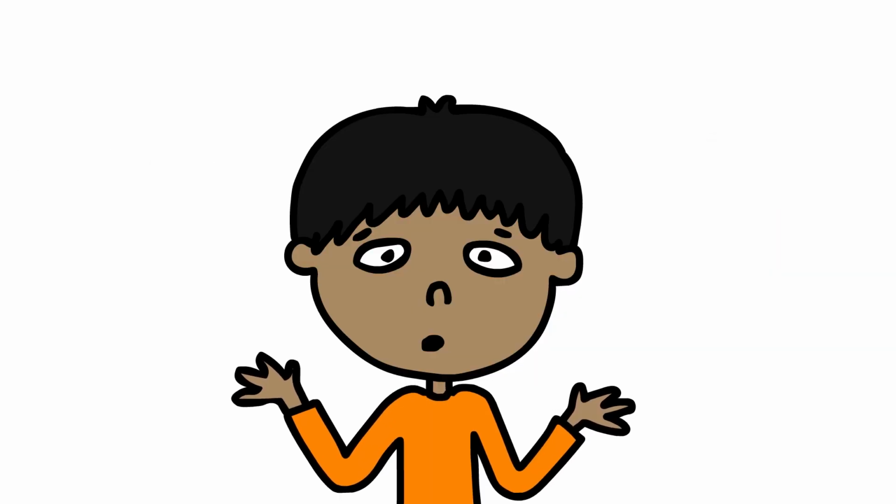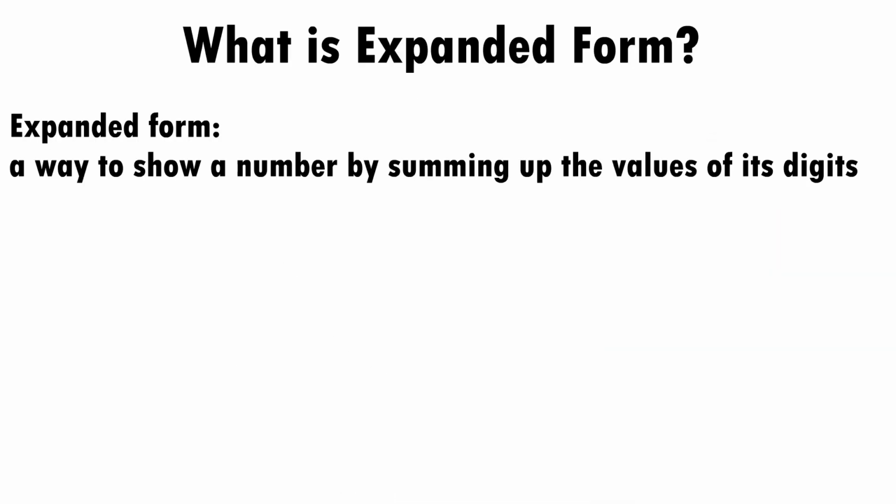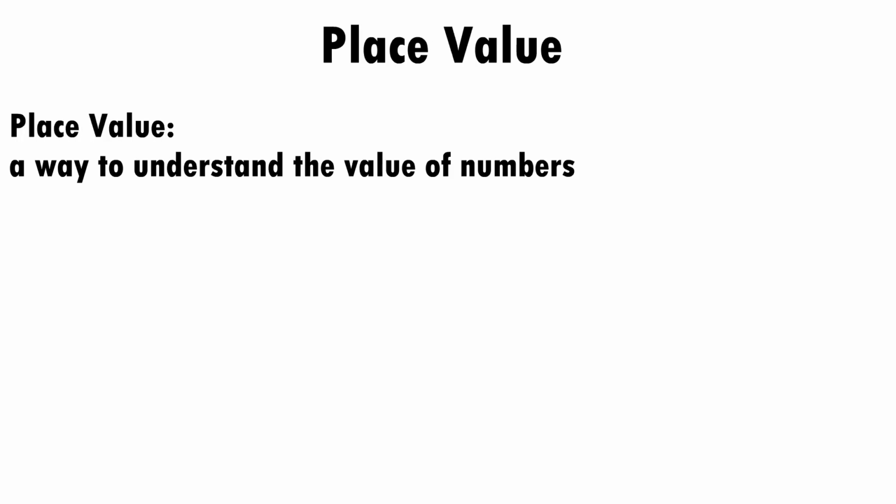So, what is expanded form? Expanded form is a way to show a number by summing up the values of its digits. To understand this more, we first have to review place value. Place value helps us to understand the value of numbers. The position of each digit in a number shows its value.